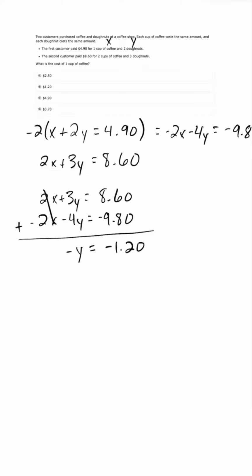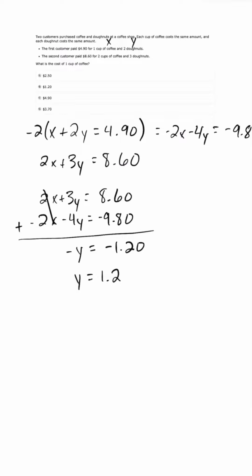Okay, now I still have a negative in front of my y, so I'm just going to change everything to positive, or flip the sign of everything. So positive y is equal to positive 1.2, or 1.20. Okay, so y represents donuts, so that would actually be the cost of one donut, $1.20. But we want to know the cost of one cup of coffee. So what we're going to do now is substitute our y value of 1.20, or 1.2, into our other equation, and we're going to find the cost of one cup of coffee.